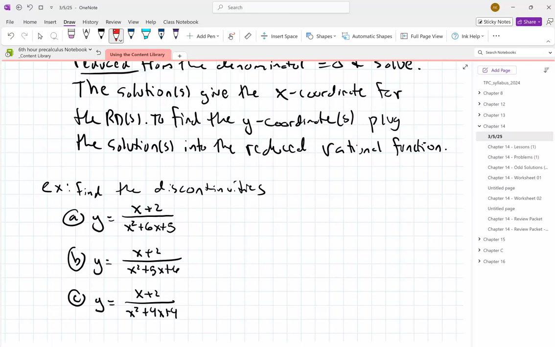If I look at the numerator, x plus 2, that's a degree 1 with leading coefficient 1. There's no factoring that could possibly happen with that. X squared plus 6x plus 5, that's possibly factorable, right? We're going to look for two numbers that multiply to give us 5 and add to give us 6. Those two numbers would be not 3 and 2, but 5 and 1. We have to multiply to get 5 and add to give 6, not the other way around.